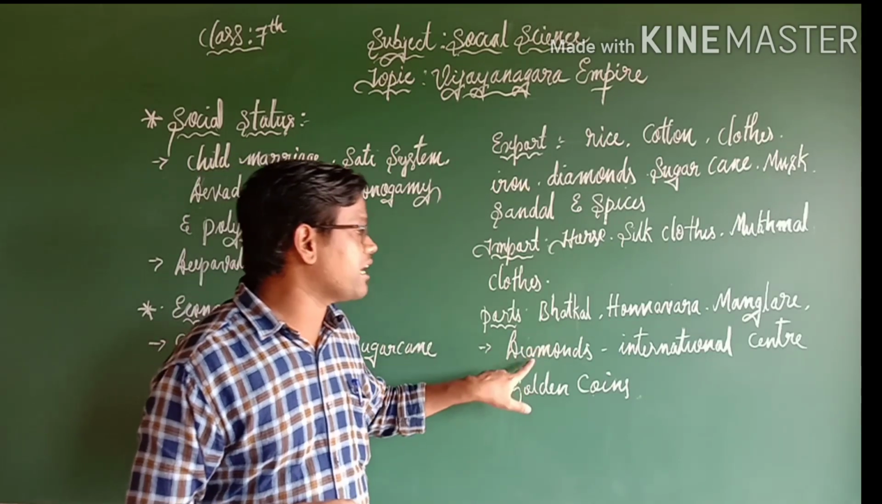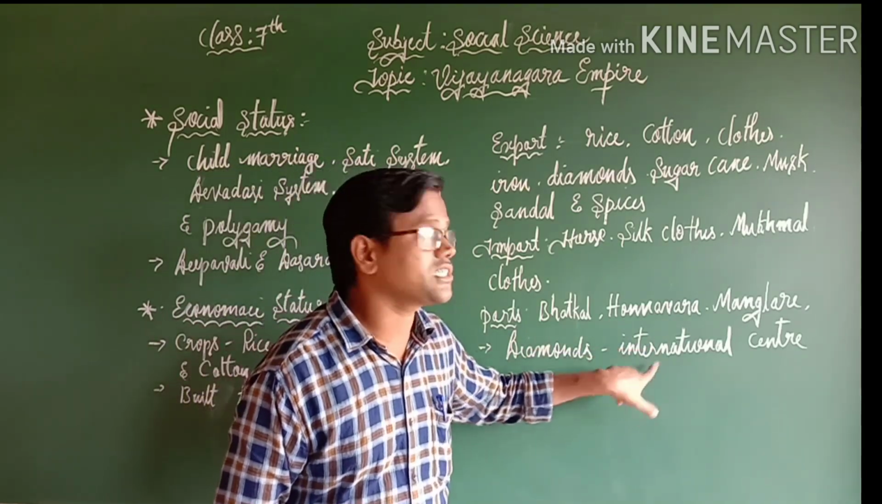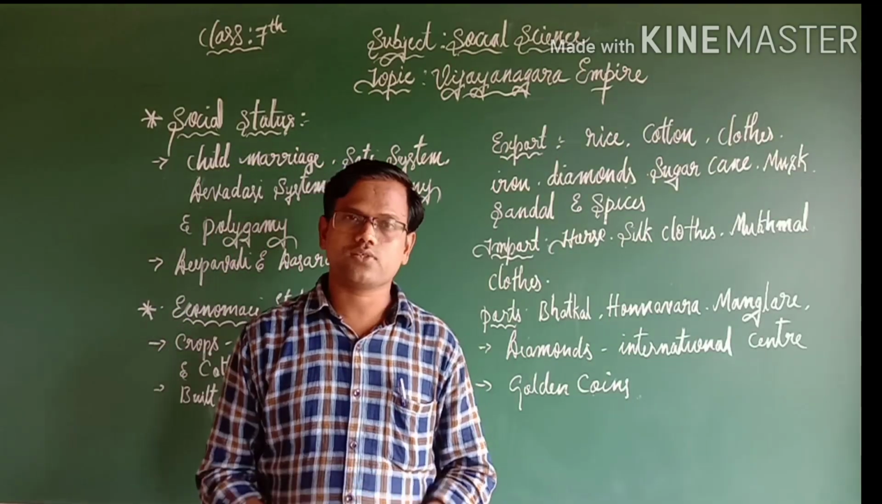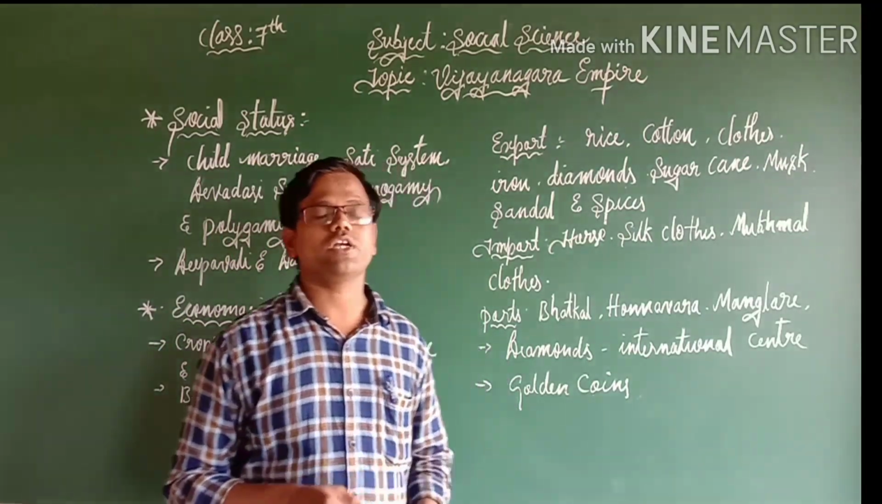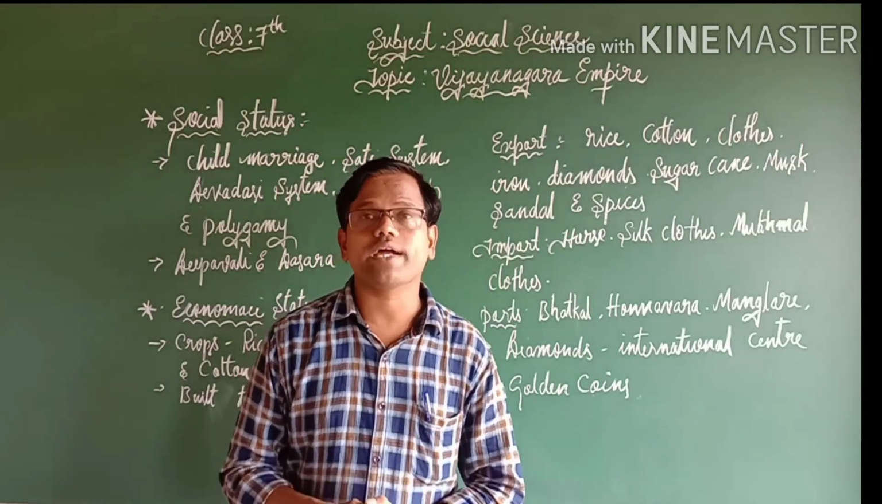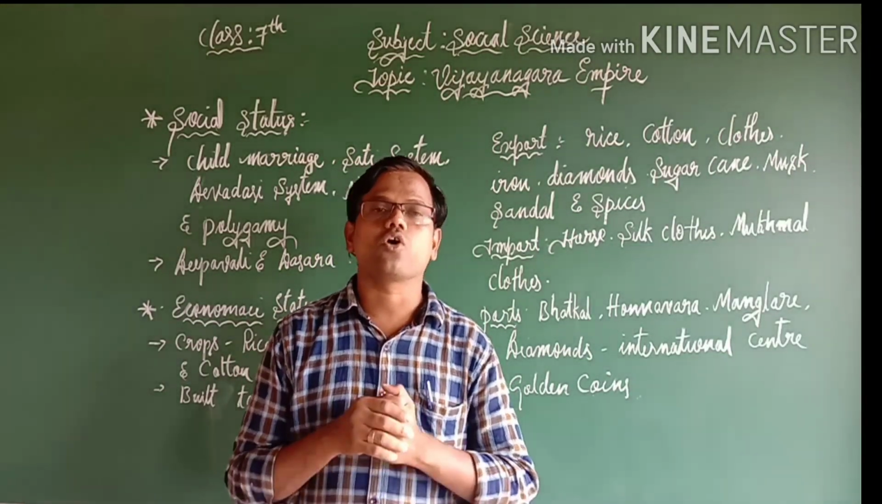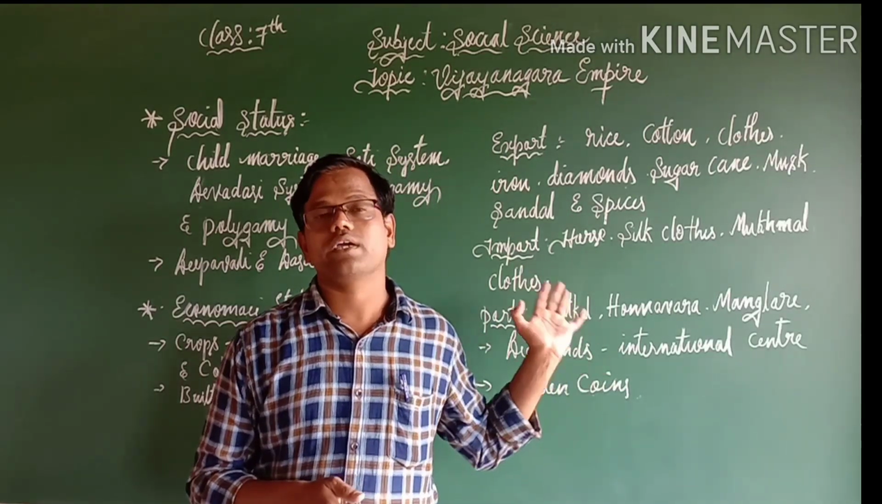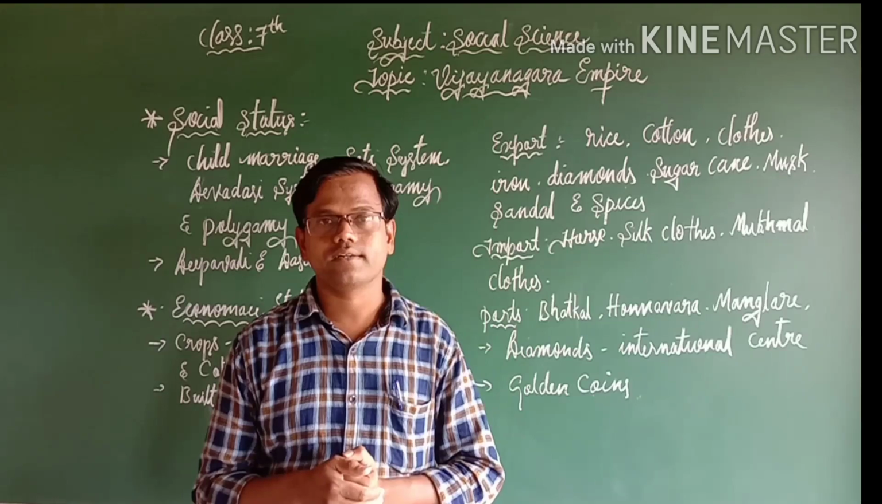And also Hampi was one of the international business centers during the period of the Vijayanagara dynasty. And also the Vijayanagara kings used golden coins. The golden coins were in use and pictures of gods and goddesses were etched on these coins. So this was the economic status of the Vijayanagara dynasty.